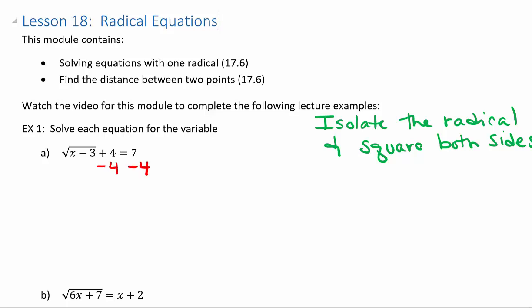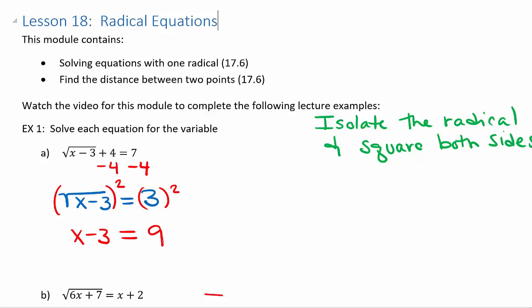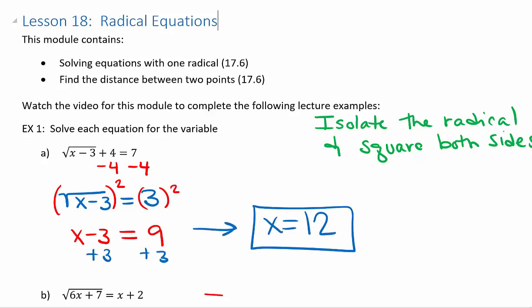In this case, isolate the radical means subtract 4 from both sides. That leaves me with root x minus 3 equals 3. Then I can square both sides. Squaring a square root, well, those are inverse operations, and that actually gets rid of the square root. So on the left-hand side, I have an x minus 3, and on the right-hand side, I have 9. Finally, this is an equation we can solve. We just add 3 to both sides, and we end up with x equals 12.